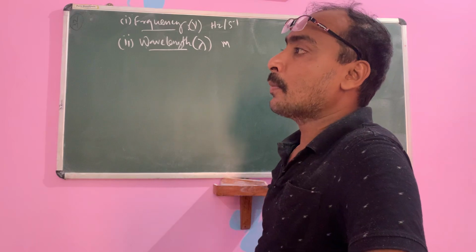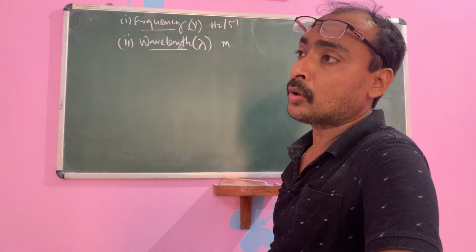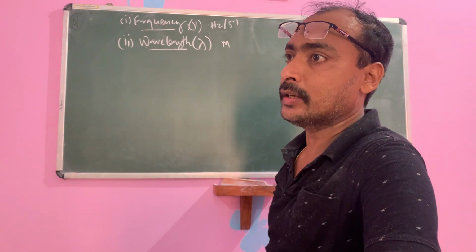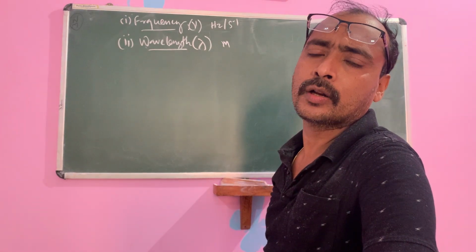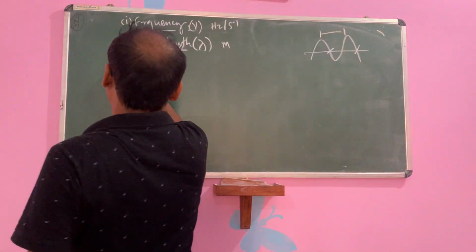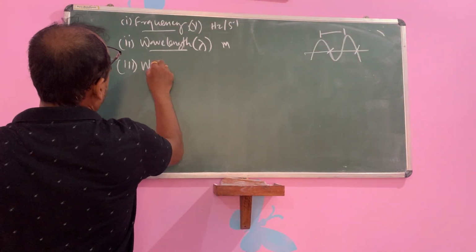Next is the wave number. The number of waves per unit length. The number of waves present in unit length, that is your wave number, and unit is m inverse. Wave number.